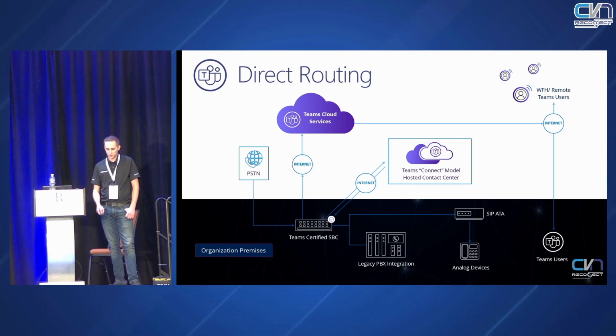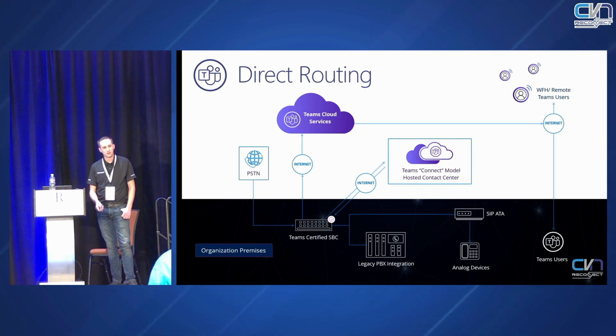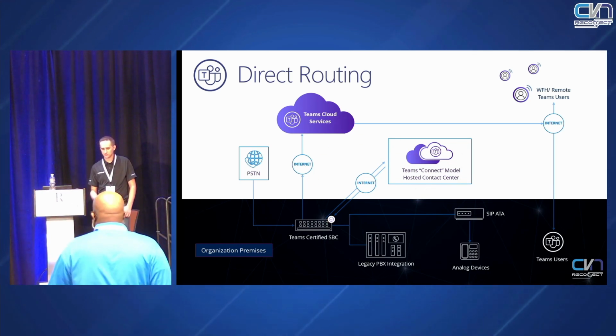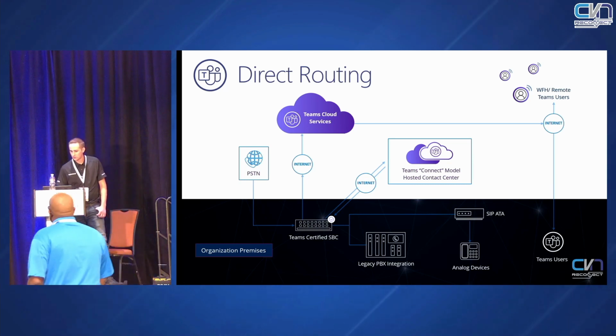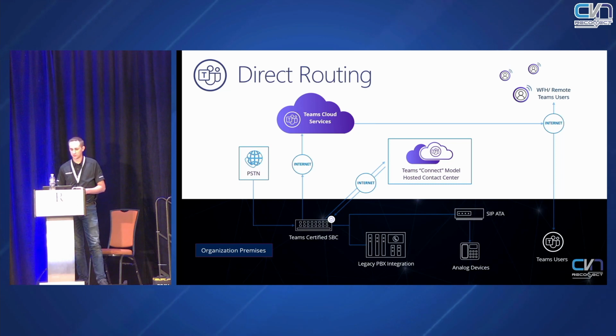In this example, we also have a PBX integrated on-prem. We also have an ATA for analog devices like fax machines or paging devices, things like that. And here we also have a hosted contact center. This could also be a locally hosted contact center integrated into this solution. So as you can see, direct routing is extremely flexible and provides a lot of options.